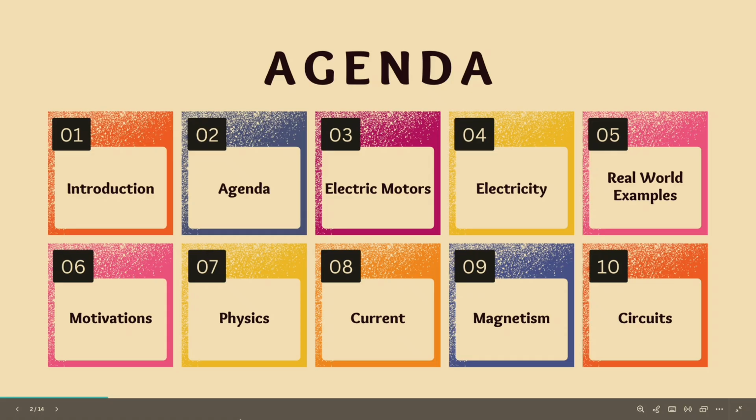We're going to have electric motors, electricity, real-world examples, motivations, physics, the current, magnetism, and circuits of electric motors.